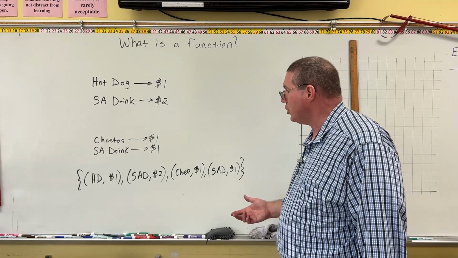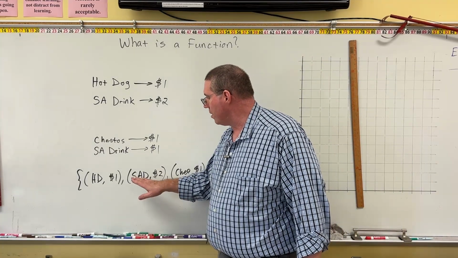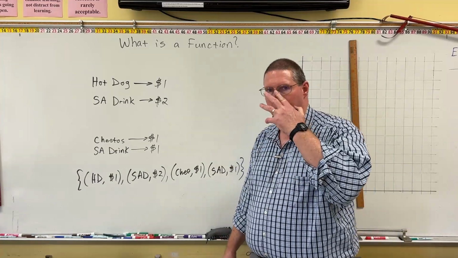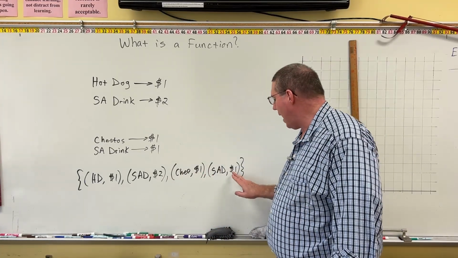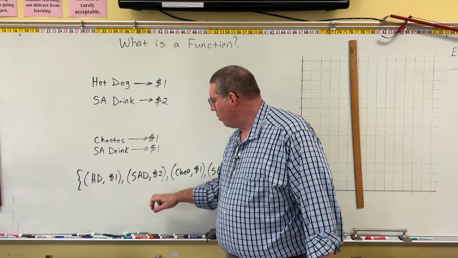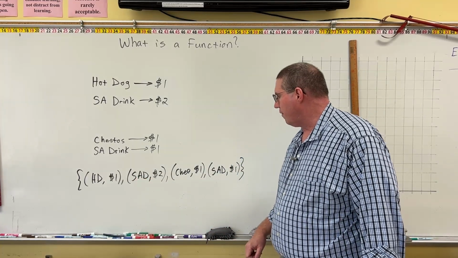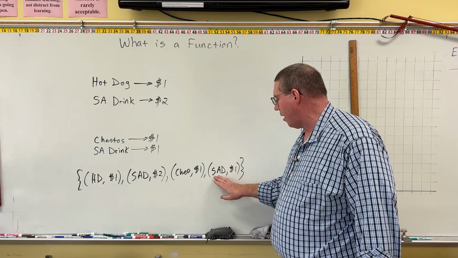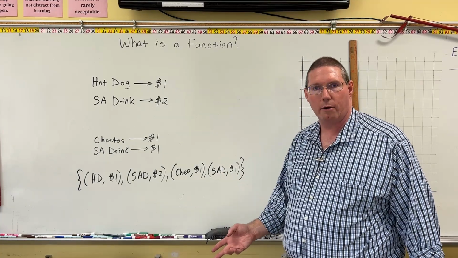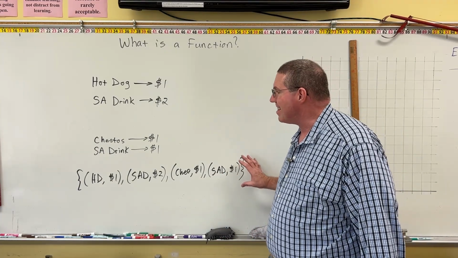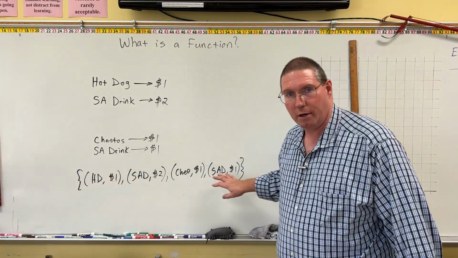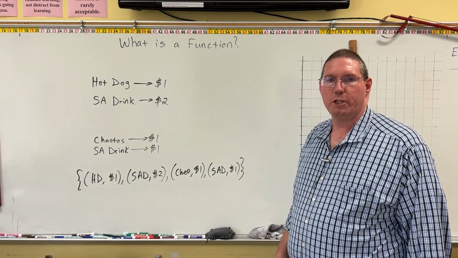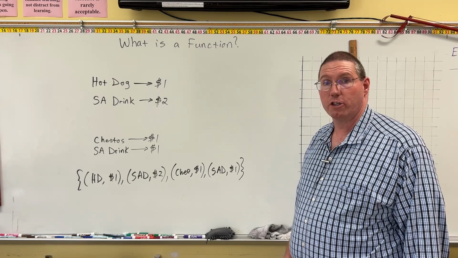See, with a function, if you put the same input in, no matter how many times you put the same input in, you should always get the same output. But in this case, we put an input of the sour apple drink, and we got an output of $2, and over here we put in the sour apple drink, and we got an output of $1. Therefore, this is not a function, okay? And so let's remember that. I'm going to give maybe one more example, and we should have a better understanding of what a function is.